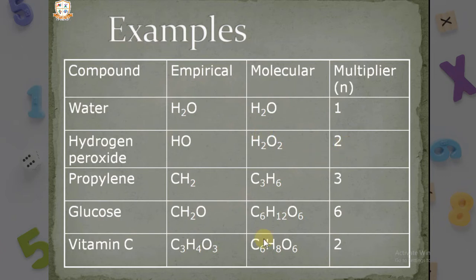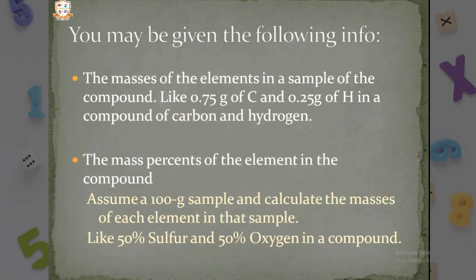Same as glucose, C6H12O6, we can take common 6 and the remaining is CH2O. So it is the empirical formula. It only tells you the elements present in the compound and the ratio, like the carbon, hydrogen and oxygen, and the molecular formula tells you the exact formula and how many atoms are there. For finding the empirical formula, two types of information may be given in the question: first one is mass, another one is percentage.